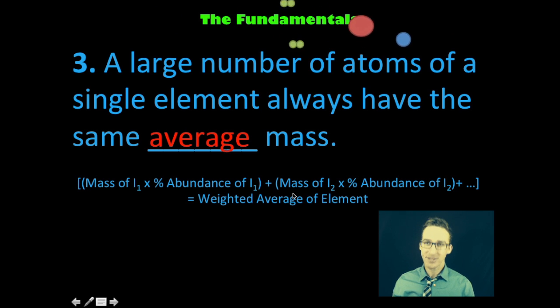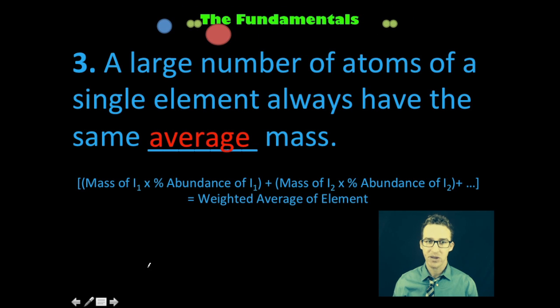An important thing to remember as you use your periodic table: don't forget that those masses displayed on the periodic table represent the average atomic mass, and that a large number of atoms of any single element is always going to have that same average mass. And that average mass is determined by looking at the mass of each of the individual isotopes and the percent abundances, and can be solved for by using the following formula.